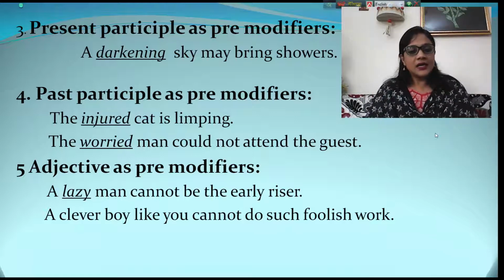Then, a clever boy like you cannot do such foolish work. Here, clever boy, ছেলেটি কেমন, ছেলেটি চালাক, ছেলেটির একটি কোয়ালিটি প্রকাশ পেয়েছে। For this reason clever is an adjective, and it is used before a noun, and as it modifies that noun, it works as a pre-modifier.